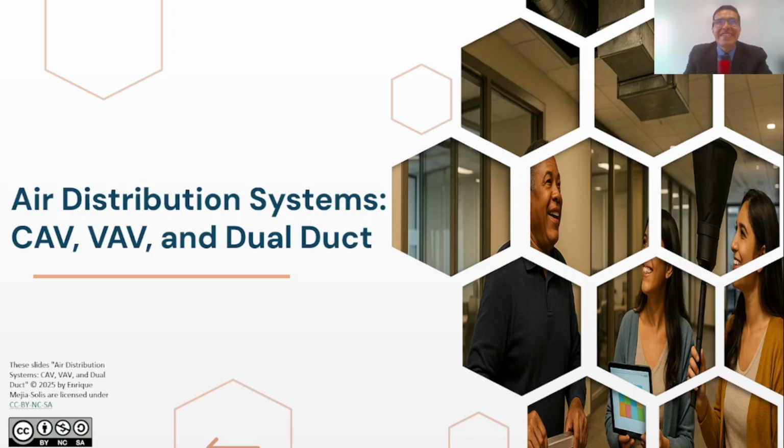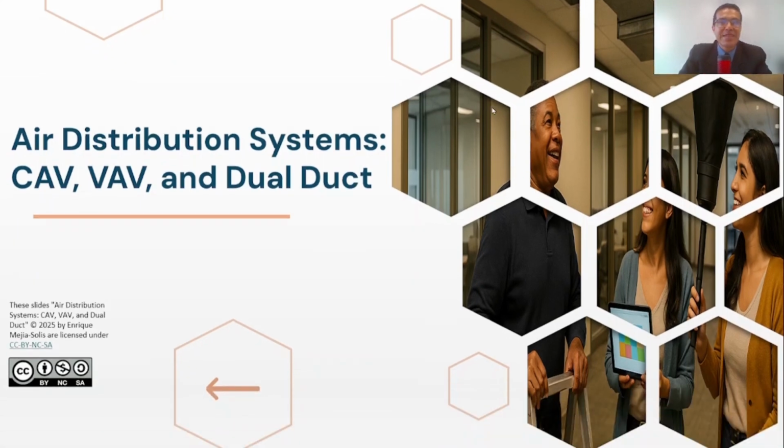Welcome! In this session, we analyze three air distribution systems widely used in buildings: constant air volume, variable air volume, and dual duct. We will emphasize how each handles part load conditions, ventilation requirements, and the sound level control via terminals.